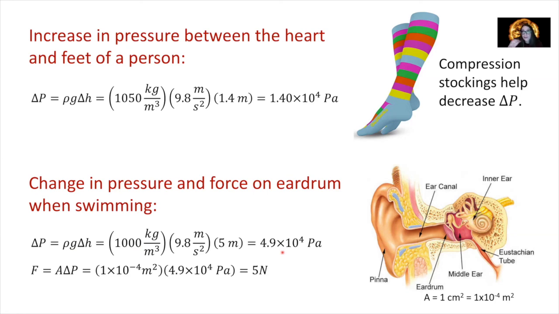And we can remember that pressure is equal to force over area, and solve that for the force that's pushing on your eardrum. And then that force is going to equal the area of your eardrum times this difference in pressure. And we can approximate the area of the eardrum as being 1 centimeter squared, which is also 1 times 10 to the minus 4 meters squared. So if we plug that in here for the cross-sectional area of your eardrum, multiply that by your change in pressure, you've got a force acting on your eardrum of 5 newtons.